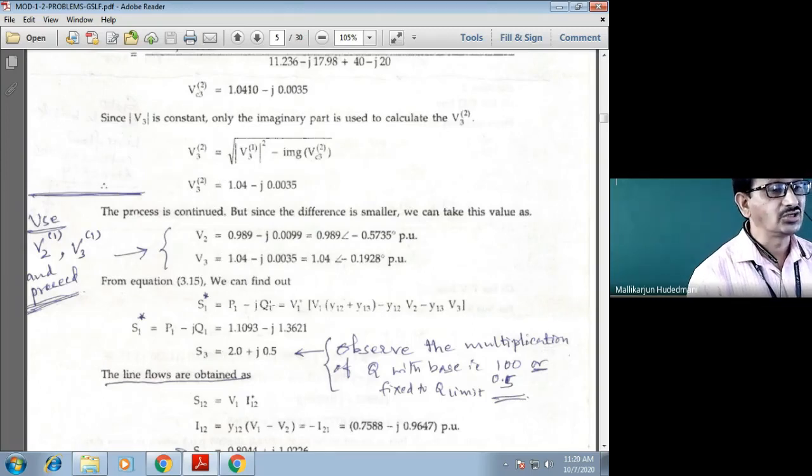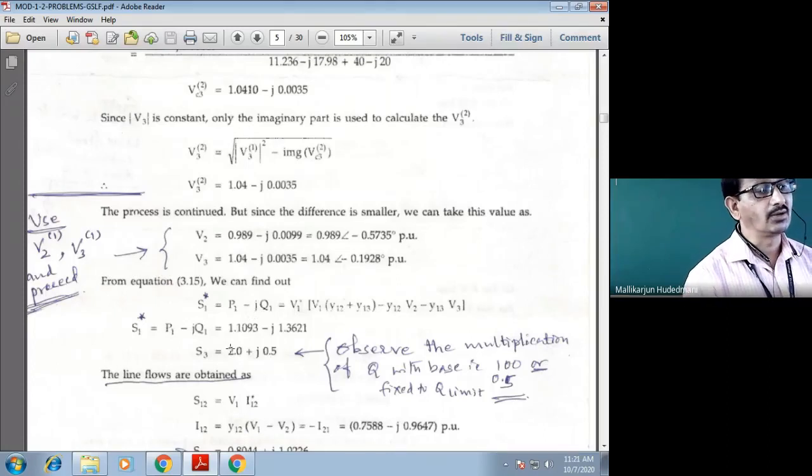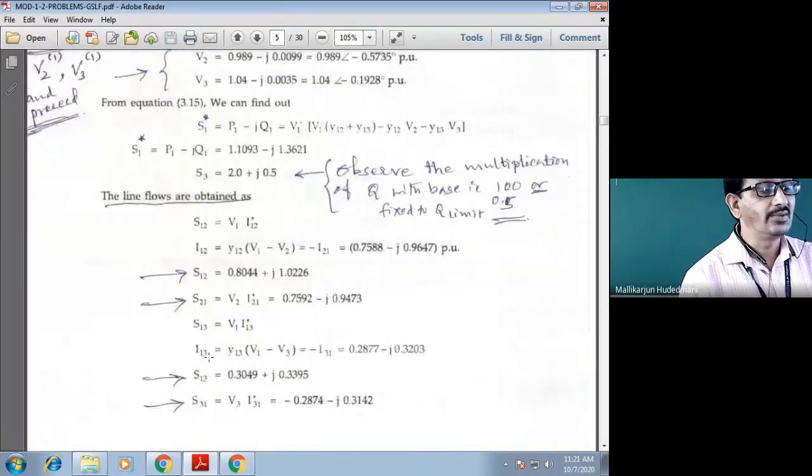My suggestion to you all is, in place of V2 of 2, V3 of 2, use our calculated values from the previous page, V2 of 1, V3 of 1, in this marked position where I am moving the pointer. Substitute them in this way and get your real values. That gives the power delivered by the slack bus and the power delivered by bus 3. Then line flows. We are very familiar now.